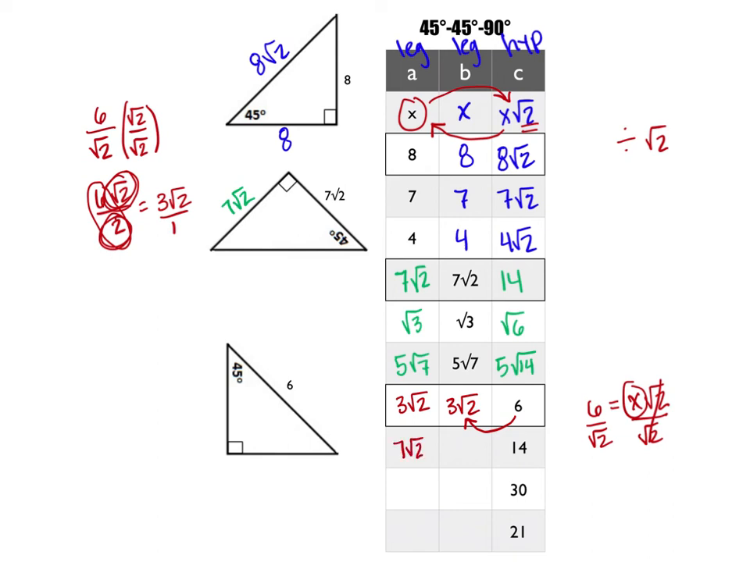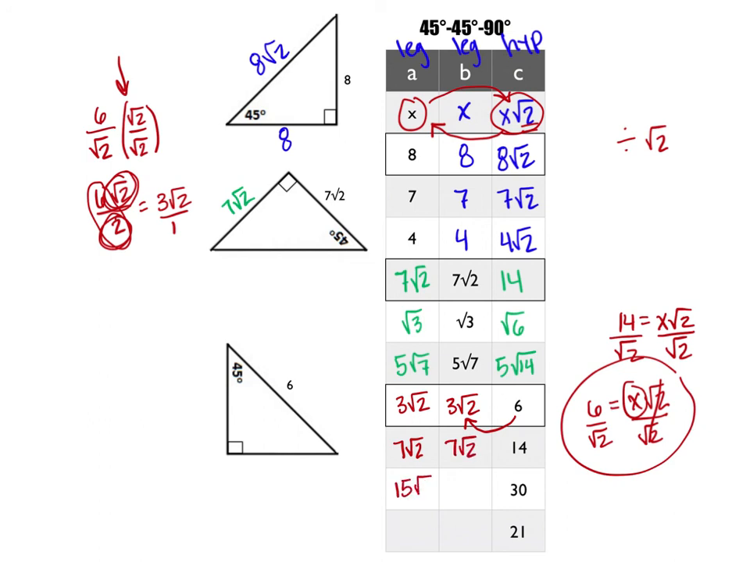And you may want to pause the video and do the whole process yourself. You would say 14 equals x root 2, because that's what C is. And then divide by root 2, and then you would go through this process here. Okay, if our hypotenuse is 30, we would get 15 root 2.